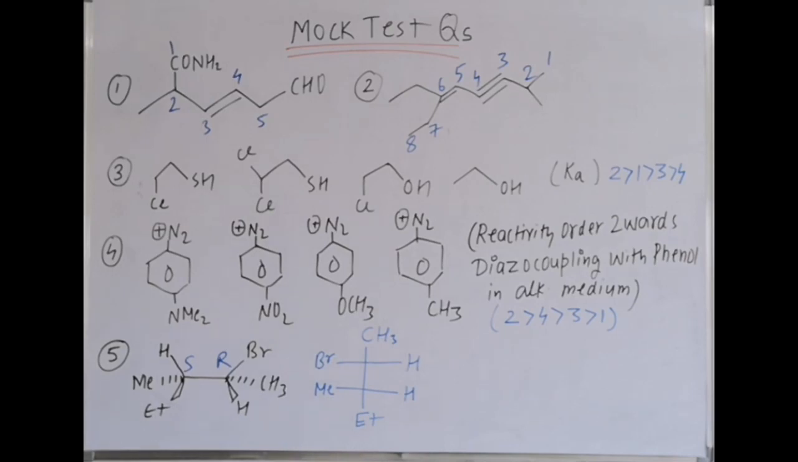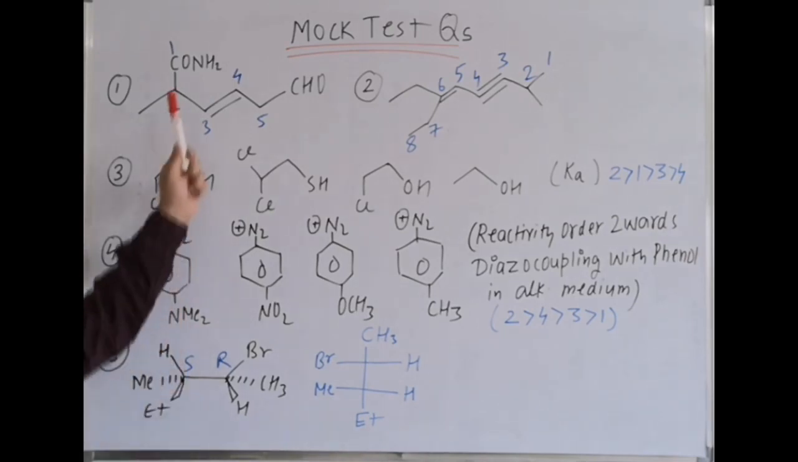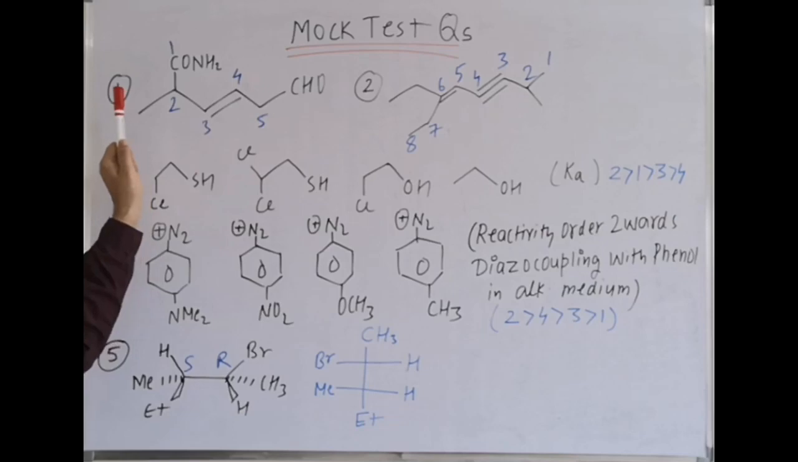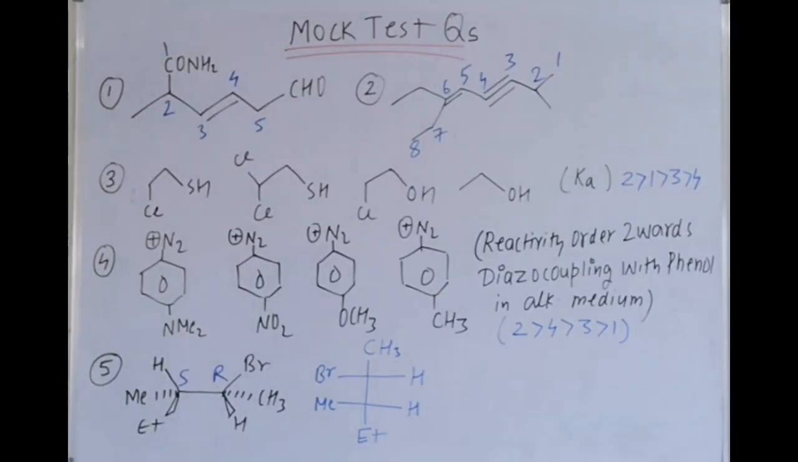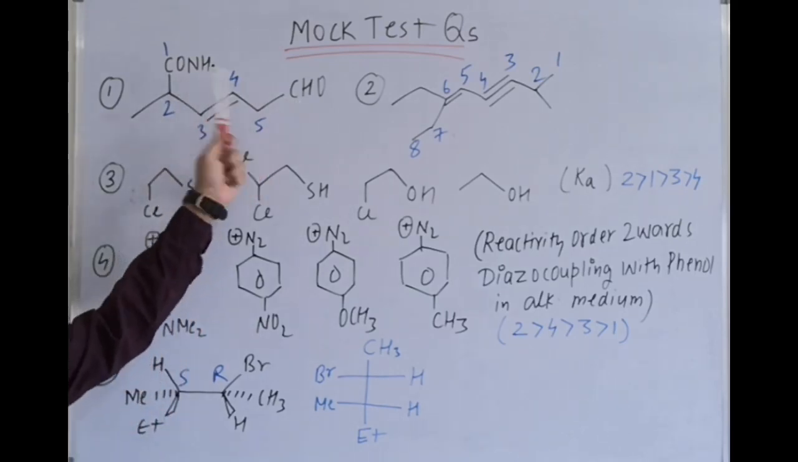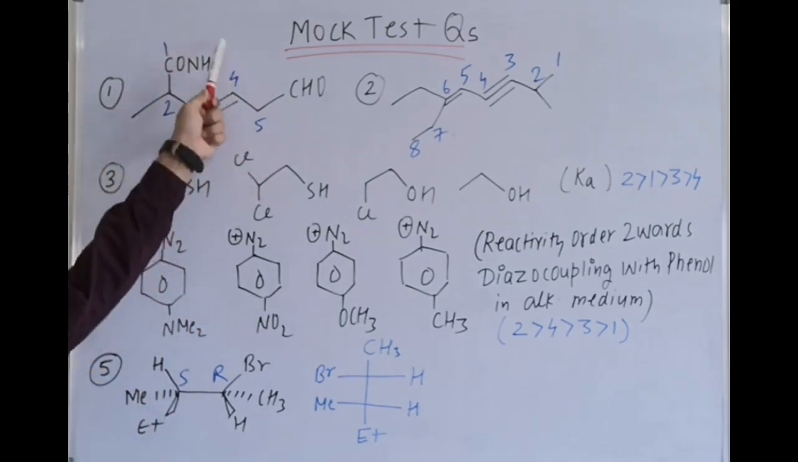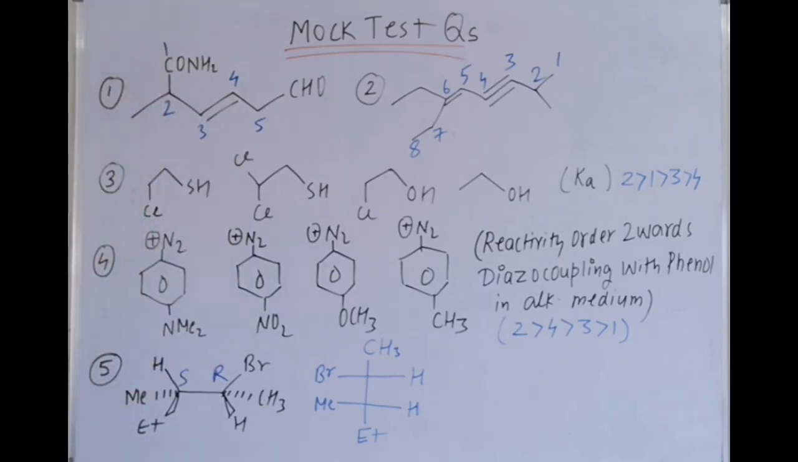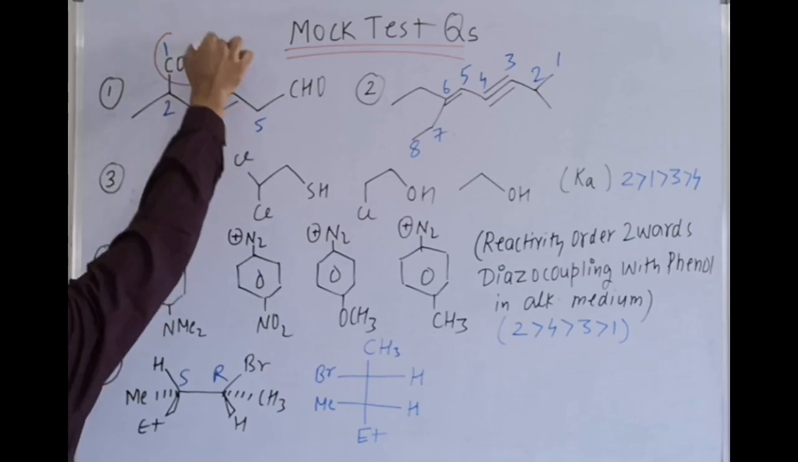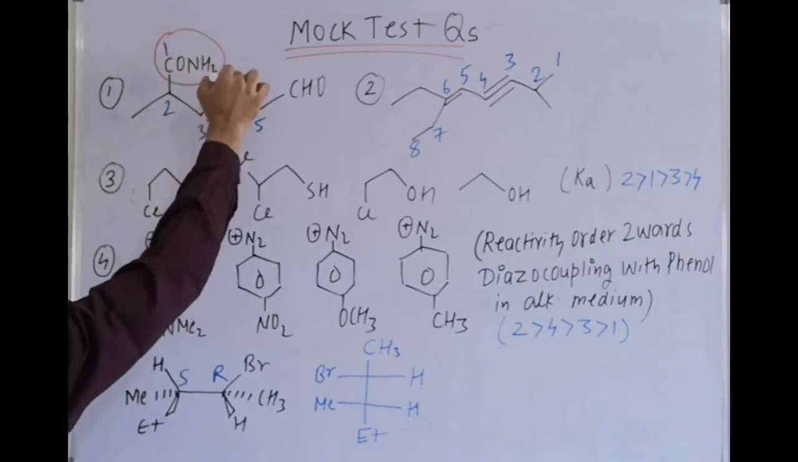Starting with the first one. In the first one we have two groups. In question number 1, there are two functional groups, which is senior amide group, and it is carbon containing. Numbering will start from C of the amide. From there, numbering is starting 1, 2, 3, 4, 5.